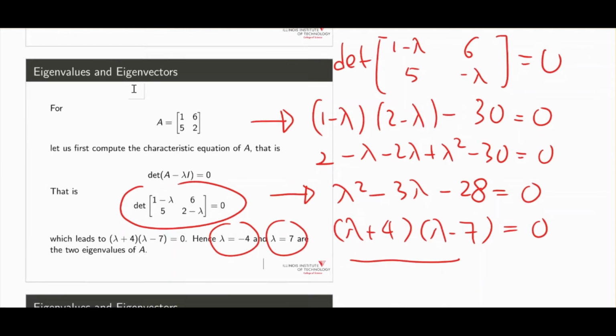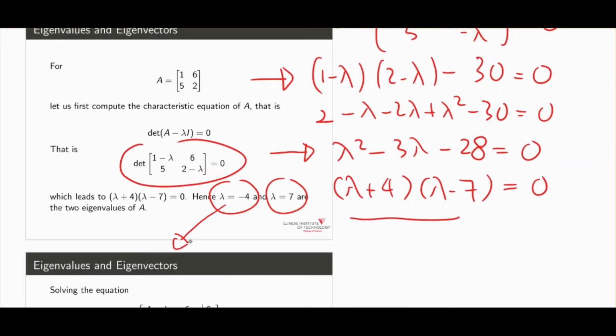Once we have these two eigenvalues, for each of them we should be able to find the corresponding eigenvector. So for this eigenvalue, we should be able to find an x, an eigenvector corresponding to this particular eigenvalue. We want to find something that satisfies Ax equals negative 4x. And then for this other one, we'll find another eigenvector.